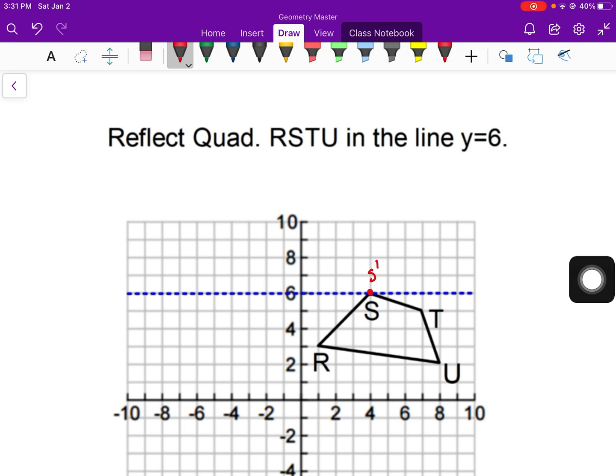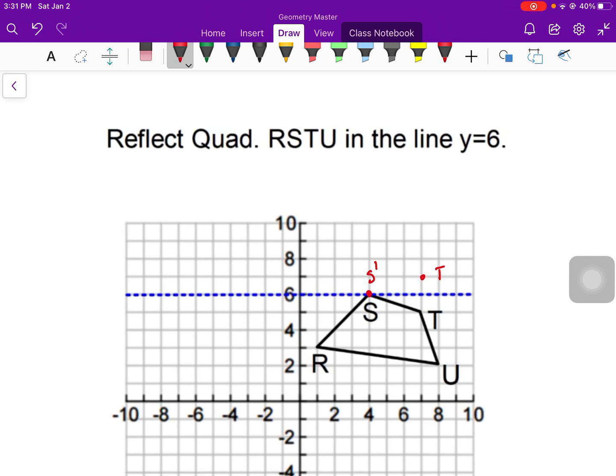All right, so T was one spot below, so T prime is going to be one spot above. Okay, I'll go to U next. U was 4 spots below, so I'm going to go 4 spots above to get U prime. Forgot to put the prime with my T. And then R was 3 spots below, so R prime is 3 spots above.